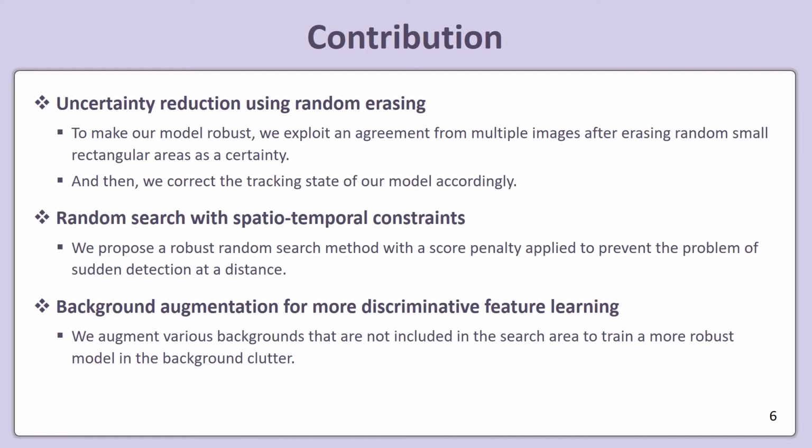These are our contributions that enable long-term tracking to be robust. First is uncertainty reduction using random erasing. Second is random search with spatio-temporal constraints. Third is background augmentations for discriminative feature learning. We will explain our contributions one by one in detail.